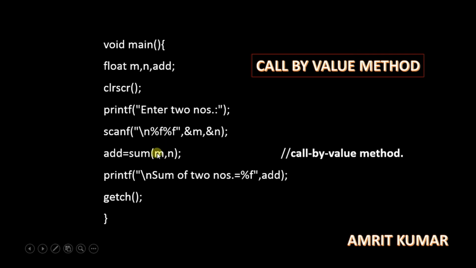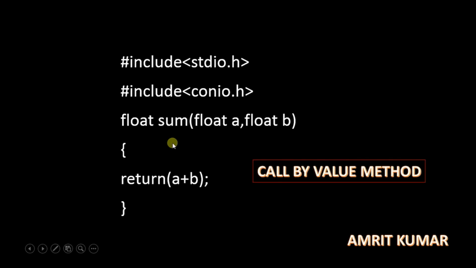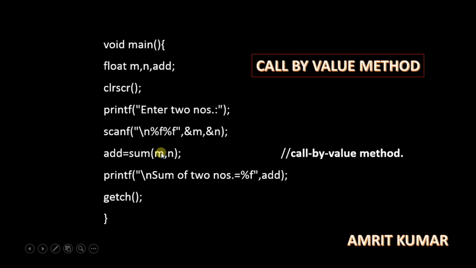So suppose you enter 5 here as m and 10 here in n. So 5 and 10 will go in these parameters, and it will come here. 5 plus 10 is going to be 15, so 15 is going to return back here. So 15 is going to be assigned to this variable, that is add, and this is going to be printed here. So this is the way through which we can use the concept of the call by value method. You can see here, this is a call by value method of a function.